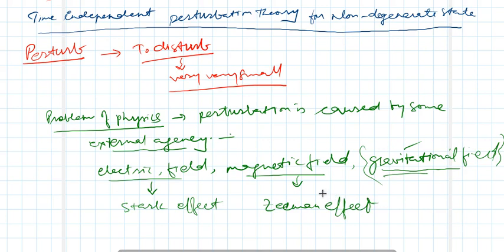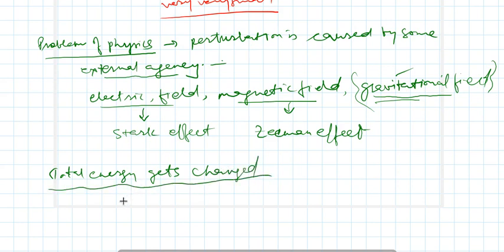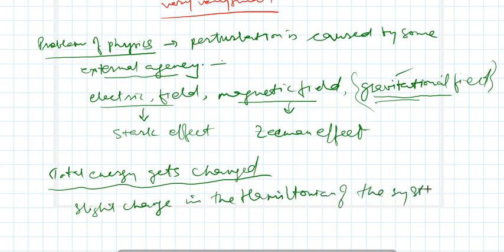So what will happen when these external agencies, electric field or magnetic field, act on the system? Then the total energy of the system will get changed. Or in other words, there is a slight change in the Hamiltonian of the system. So let us have a look at how the Hamiltonian will change.